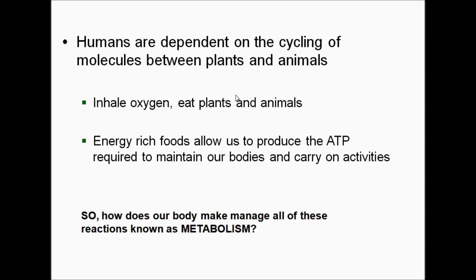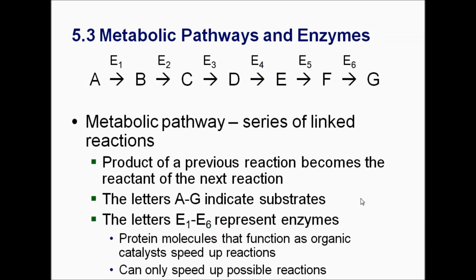How do we manage all these? There's an enormous number of chemical reactions going on in our body at any time, and that whole thing of cycling molecules and energy is called our metabolism. So how are they managed? Metabolic pathways are managed by enzymes. Here we have one enzyme, enzyme 2, enzyme 3. Those are all different enzymes.